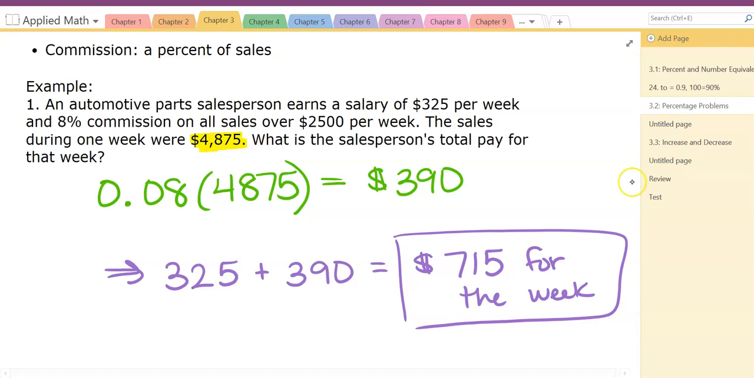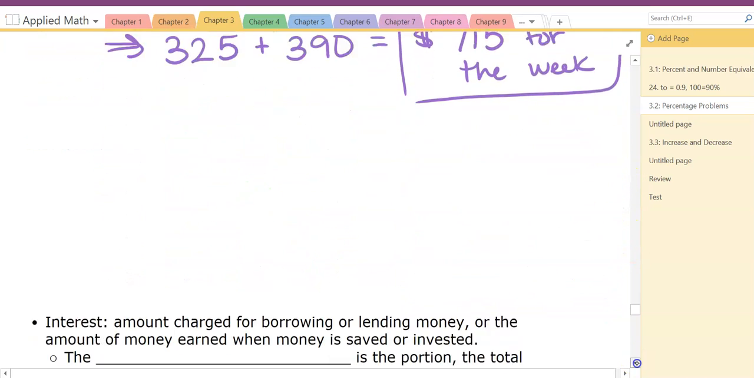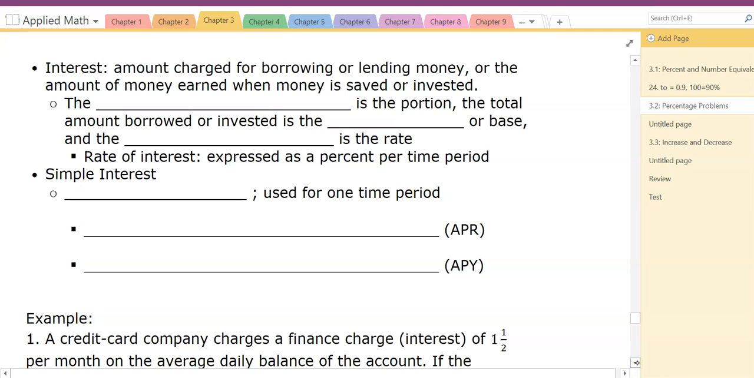All right, last thing I want to talk about in this section is interest. Interest would be the amount charged for borrowing or lending money, or the amount of money earned when money is saved or invested. So in the future, when you go and buy a car or a house for the first time, you'll have an interest rate on that loan. When you get a loan, you'll have to pay a certain portion back, and that helps the company, the bank that you went through. They make money off of that so that they can continue to loan more money out to other people that also want to buy cars and houses.